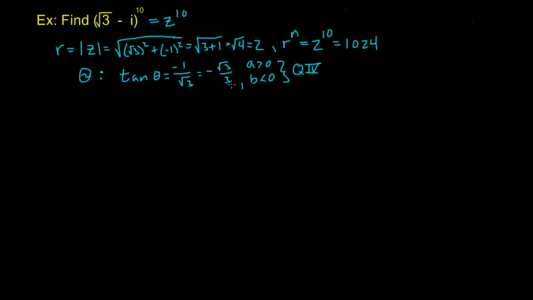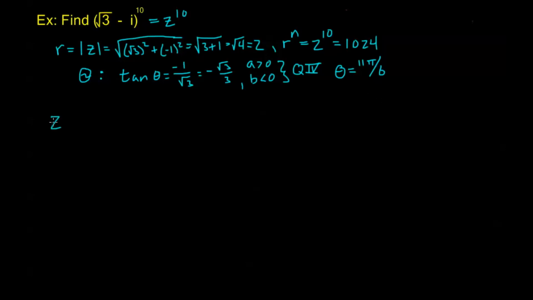Now in quadrant 1, I have tangent of pi over 6 is √3 over 3, and the number in quadrant 4 with reference angle pi over 6 is theta equals 11 pi over 6. All right, now we're ready to go.